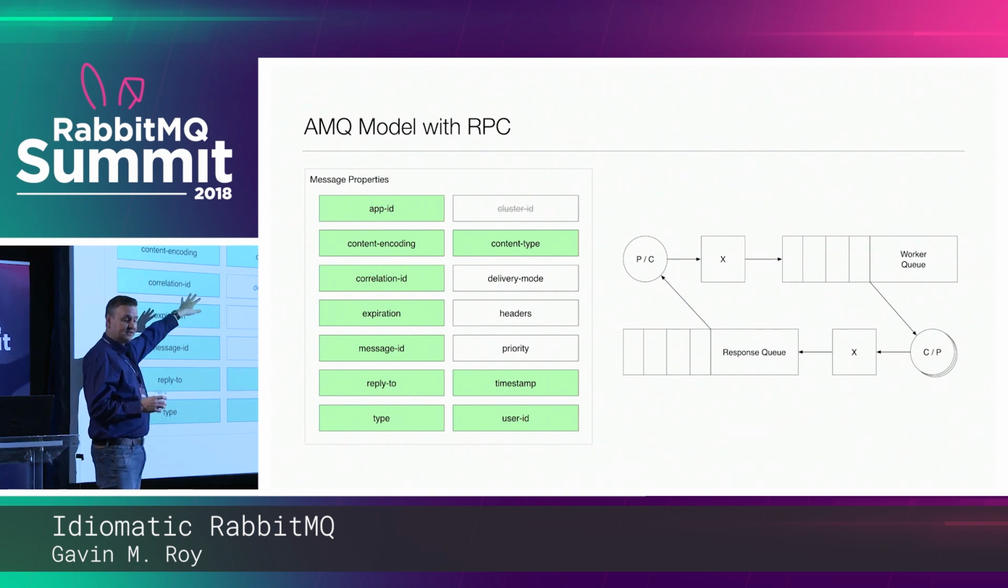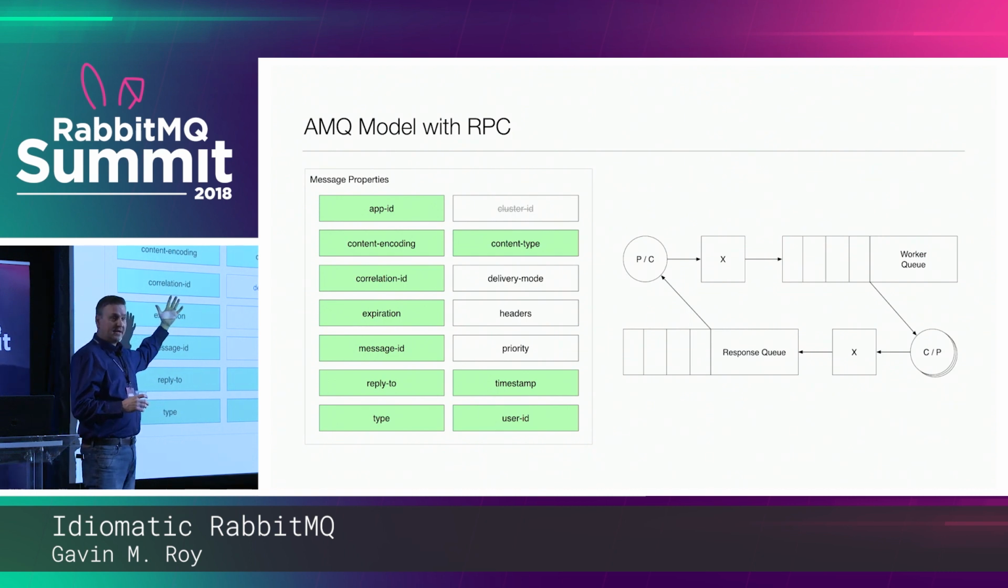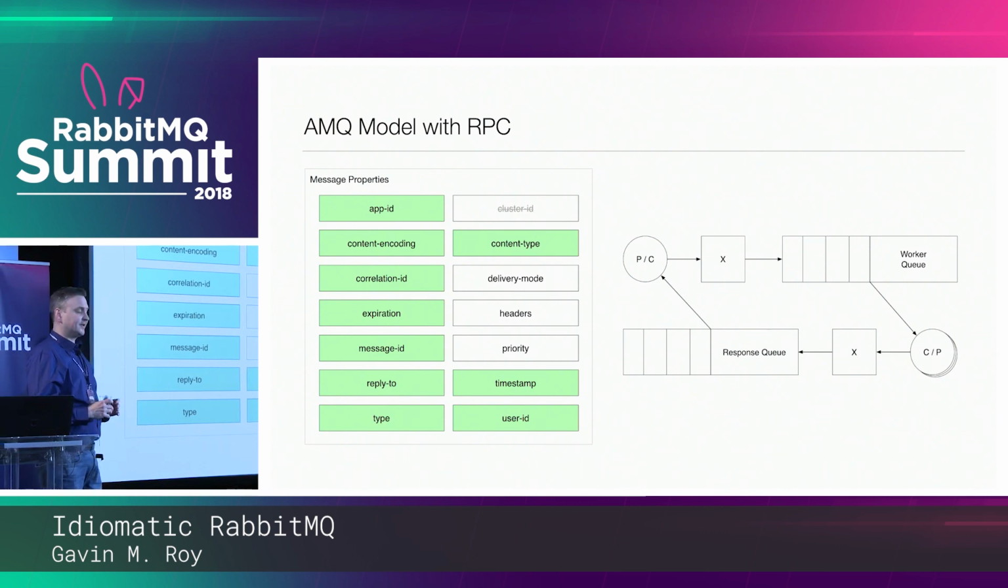Content encoding and content type are pretty obvious. But I highly recommend, even if you have an implicit contract in your publishing, that embracing content encoding and content type is a very good way to future-proof your application. Content encoding basically saying, I have compressed content. It's gzip and compressed or bzip or whatever it might be. Content type being the MIME type of the data as it's serialized, or if it's text or whatever it is. Correlation ID. How many people are using correlation IDs?